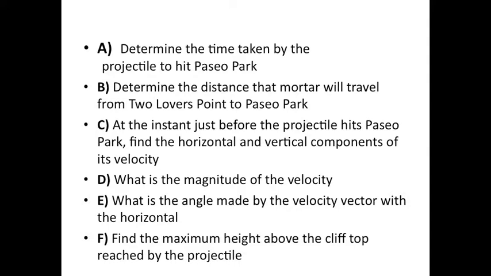Here are our 6 objectives. A. Determine the time taken by the projectile to hit Paseo Park. B. Determine the distance that the mortar will travel from Two Lovers Point to Paseo Park. C. At the instant just before the projectile hits Paseo Park, find the horizontal and the vertical components of its velocity. D. What is the magnitude of the velocity? E. What is the angle made by the velocity vector with the horizontal? F. Find the maximum height above the cliff reached by the projectile.